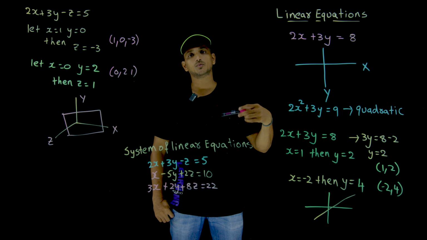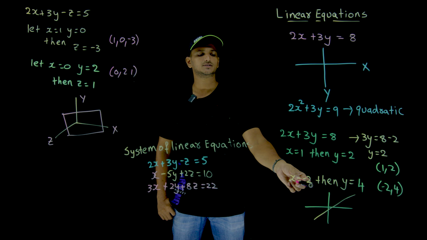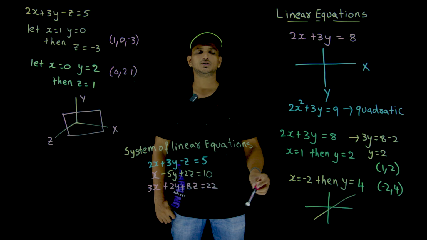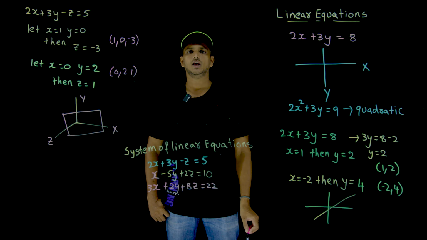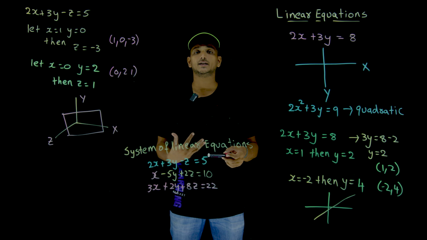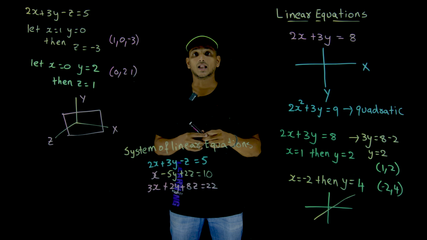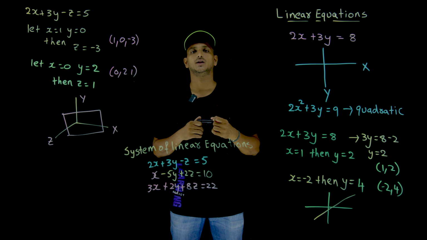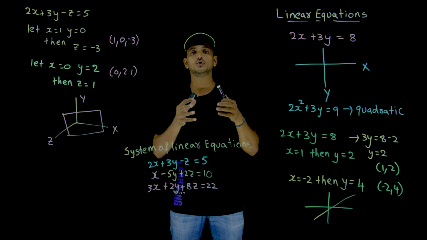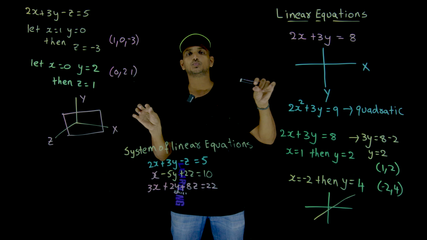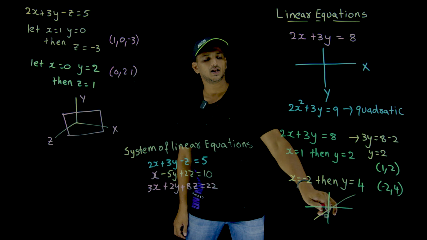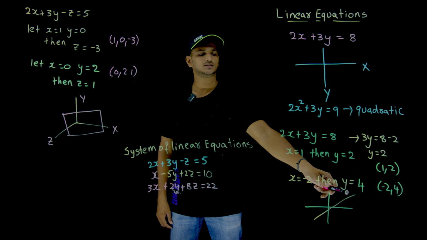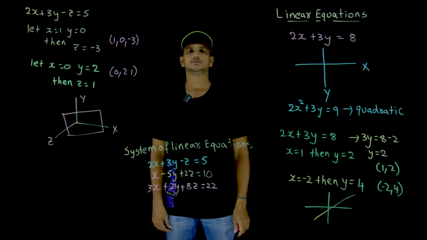Similarly, if you want to find one more point, randomly select x is equal to minus 2. Then y is equal to 4. If you substitute minus 2 in this equation, you get y is equal to 4. So (minus 2, 4) is a point that satisfies this equation. Like this, we have so many points that satisfy this equation. If you identify all those points and plot them, they form a line in a two-dimensional coordinate system.